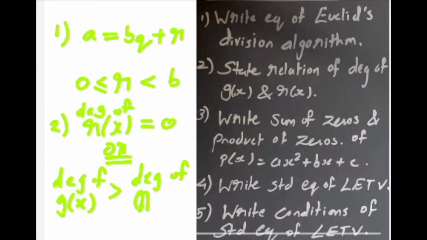Okay, so these are the conditions that you should remember. So that is the relation of degrees of g of x and r of x. Let's see the next question.